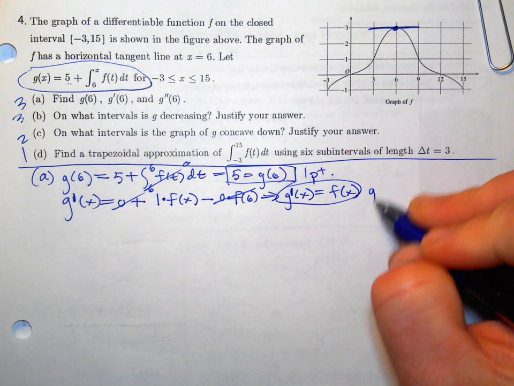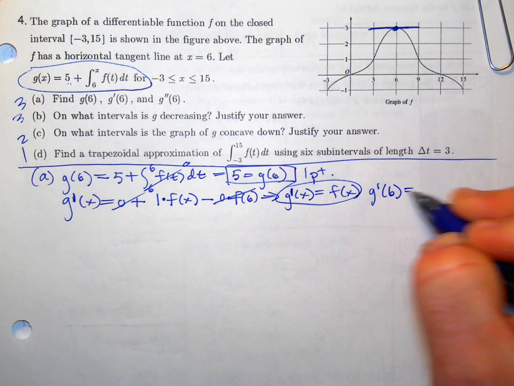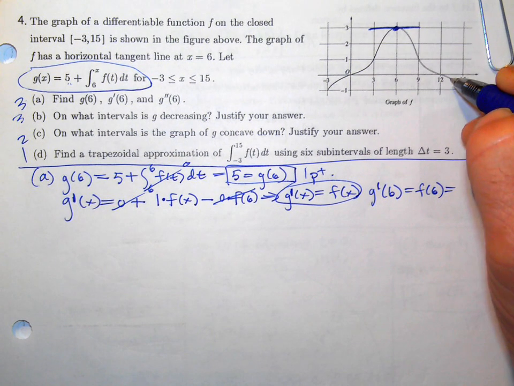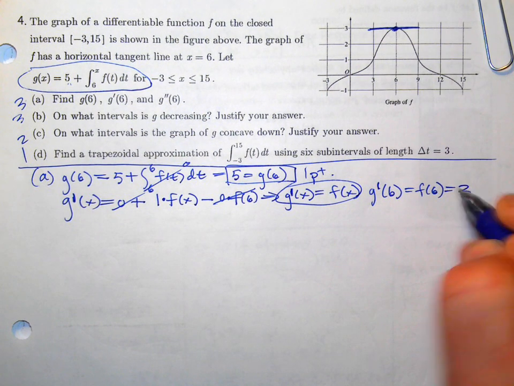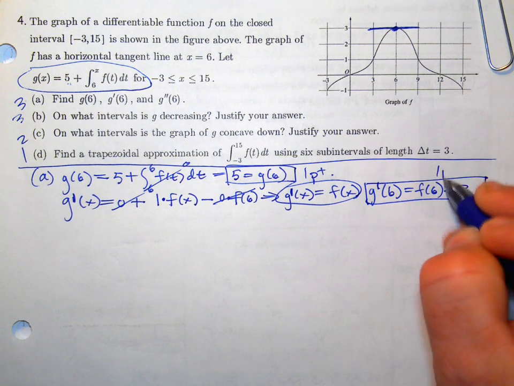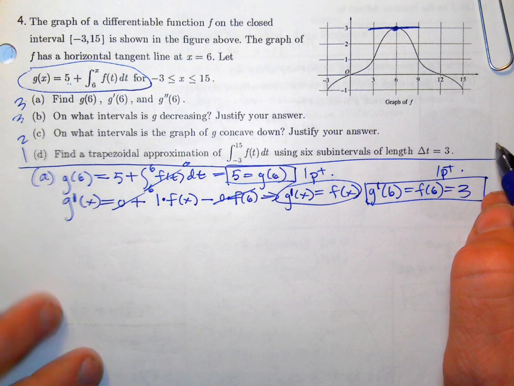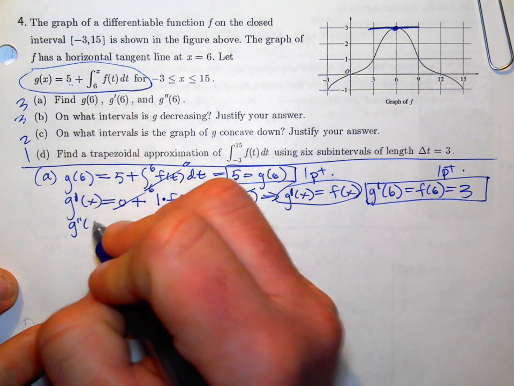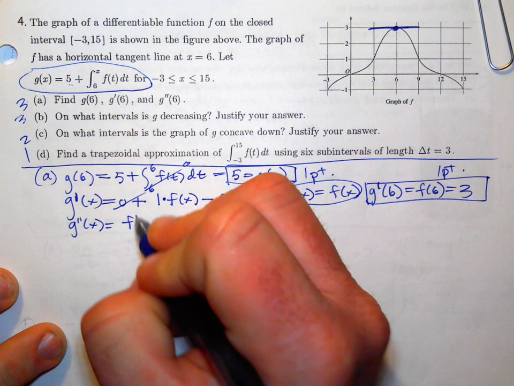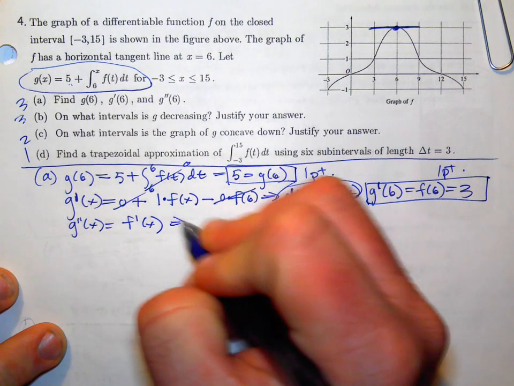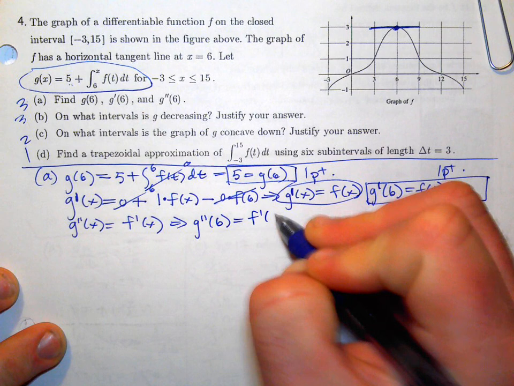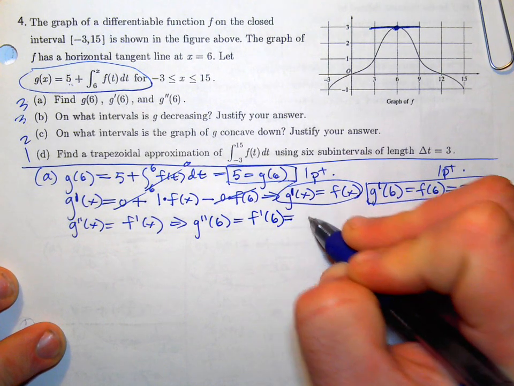From this, we could say g prime of 6 equals f of 6, which means we're looking for the y value on this graph. F of 6 is 3. So that's another point. Okay, now if g prime equals f, then g double prime is going to equal f prime, which means that g double prime of 6 equals f prime of 6 equals the slope at 6, which is the horizontal tangent, which is 0.